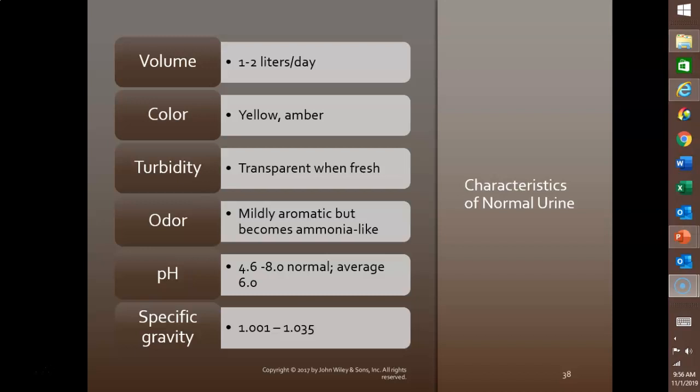So in lab you'll do this little example of specific gravity, or you'll talk about specific gravity and look at the little device that we use to measure that, which is called a refractometer. So pure water has a measurement of specific gravity of 1.000. A very, very dilute urine has a specific gravity of 1.001, and then a more concentrated urine has a specific gravity of 1.035. So the higher the number, the more solutes as compared to water.